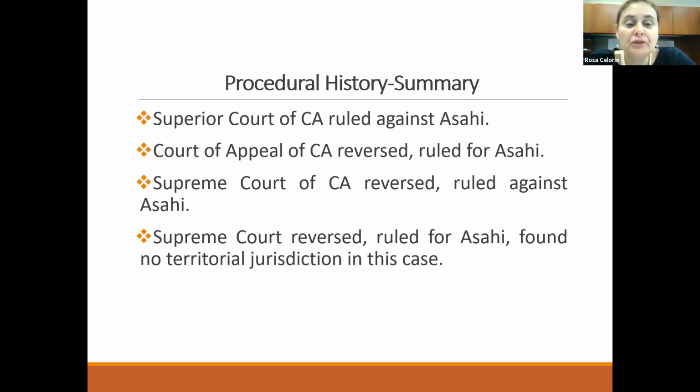And then this was reversed by a court of appeal in California, which ruled for Asahi. And then the case reached the Supreme Court of California, which reversed and ruled against Asahi. And then you have this process before the United States Supreme Court, which basically ruled in favor of Asahi and found no territorial jurisdiction in this case.